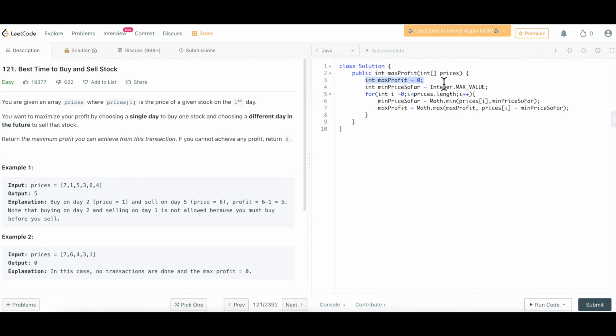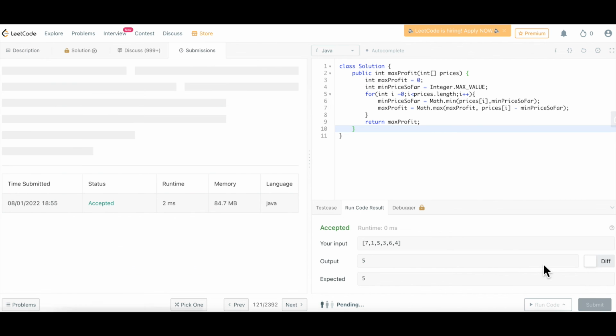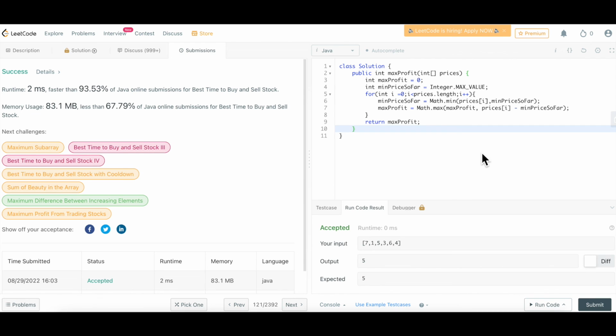Initially, we are setting this to 0 because if we cannot achieve profit, we anyway have to return 0. If at all we get any profit which is greater than 0, then this max profit variable is going to be initialized with that amount. And finally, we just have to return the max profit. That's about this. So we'll run this. So yeah, that's all about this question, best time to buy and sell stock.